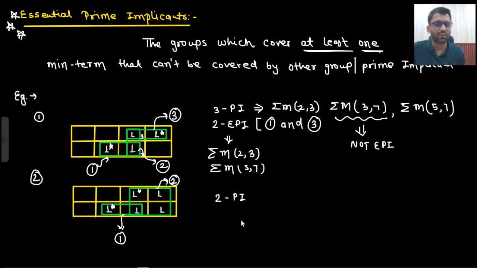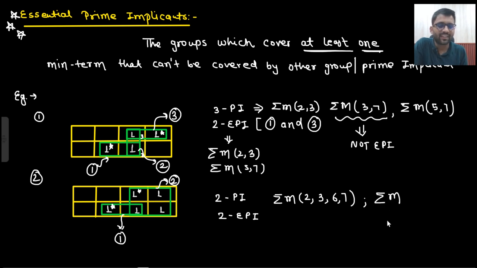So both of them have to be essential prime implicants. One by one I will go, and I just need to find one guy which is not having any other group. I just need to find one guy which has only one group. So that is this. Okay. 0, 1, 2, 3. 2, 3, 4, 5, 6, 7. 2, 3, 6, 7.